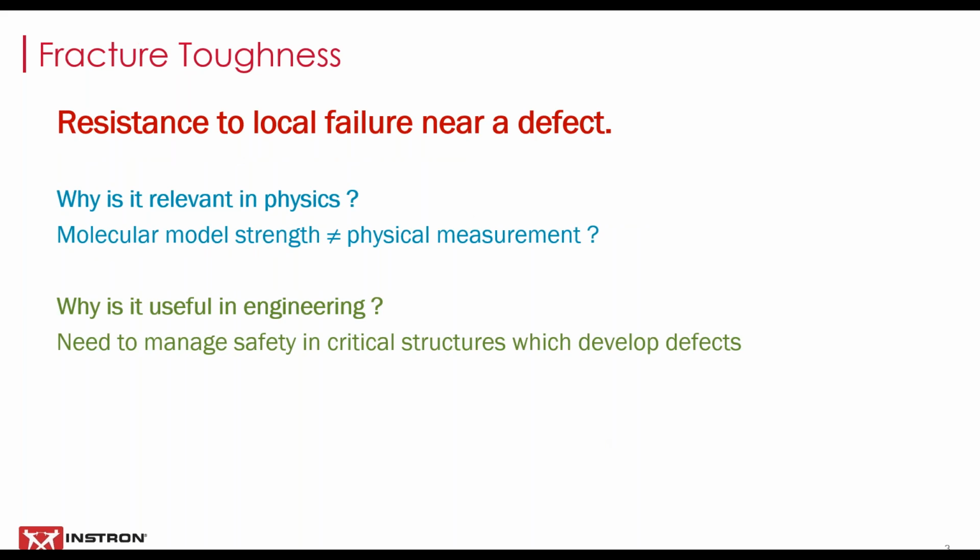So, starting from the very beginning, fracture toughness. How are we going to describe or define it? It's a way of describing the resistance to a local failure near a defect. Usually that is a crack, but when you look at larger pieces of metal, it could be a small inclusion of some non-metal particle, or it could be a void, for example, in a powder metallurgy product.